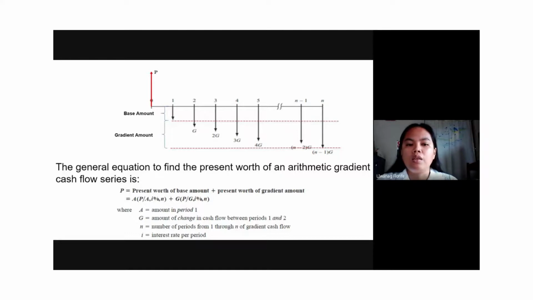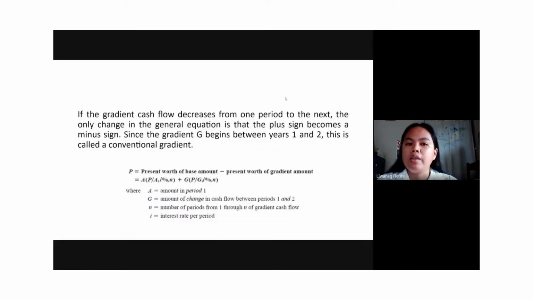If the gradient cash flow decreases from one period to the next, the only change in the general equation is that the plus sign becomes a minus sign. So this one becomes a minus sign when the gradient flow is in decreasing order.